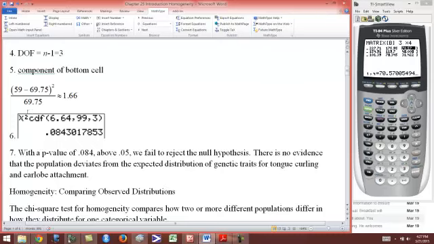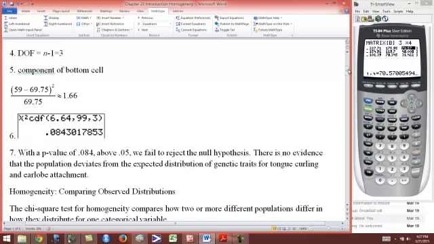So that's approximately 1.66. And the p-value of the calculated chi-square statistic, 6.64: we could do 6.64 comma 99. It's always one-tailed to the right. It's skewed. The shape of the distribution is always skewed. Comma 3 degrees of freedom, and we got a p-value of 0.0843. And the conclusion: with a p-value of 0.084 above 0.05, we fail to reject the null. There is no evidence that the population deviates from the expected distribution, genetic traits, etc.